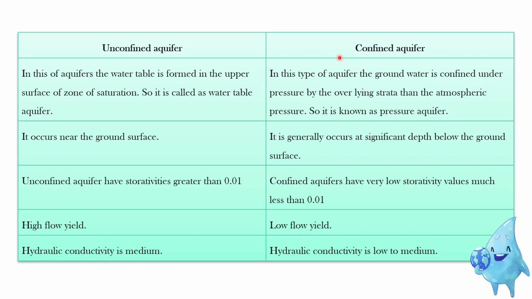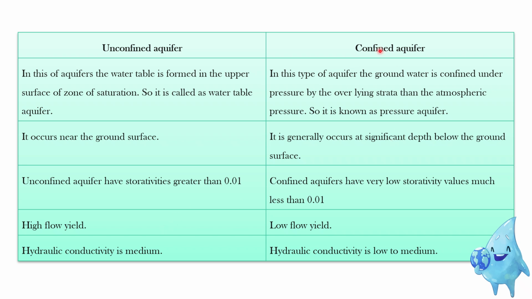Let's compare the two aquifers. In an unconfined aquifer, the water table forms the upper boundary. It occurs very close to the surface. It has high storativity values, greater than 0.01, and it provides a high yield also.